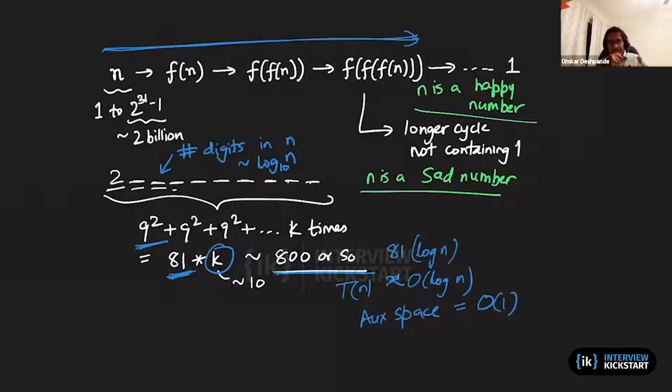Hi, Omkar. How did you arrive at that log n complexity for time? Well, because we are talking about the base 10 number system here.